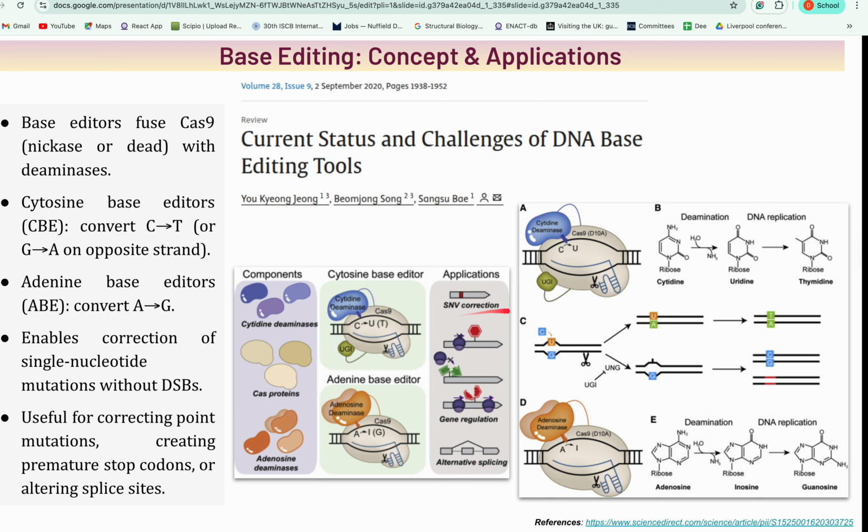So its applications are SNV correction. We can correct SNVs because, for example, if A is the product of a mutation, I can remove this mutation by using these base editors. So in that way, I can correct single nucleotide variations. We can do gene regulation, and in alternative splicing it also helps. Here it is shown how cytidine deaminases convert C to U, and then in the next round, when the product is synthesized, in place of U we will get T.